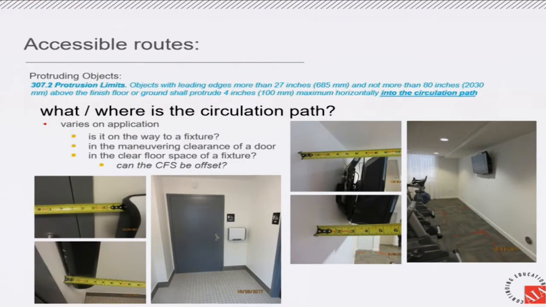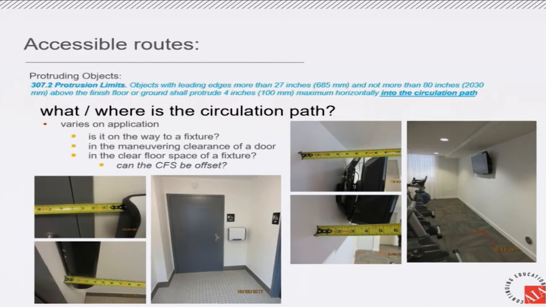Protruding objects. I don't need slides. This is not 80 inches. Look at the door. Is this in the circulation path? I don't know. Somebody's going to say it is. That one's not bad. Look at the one in the back of the room. They stuck a tree under it. I guess they ran out of trees.